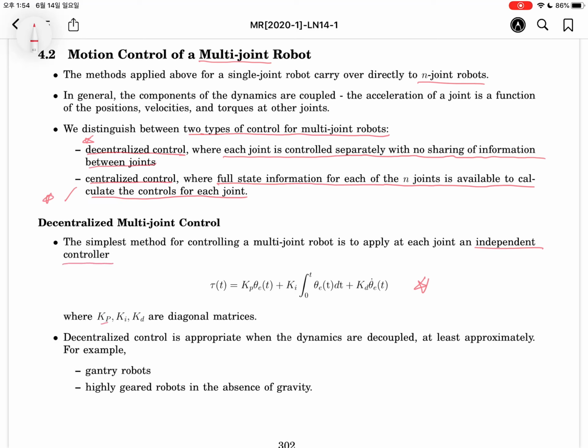Okay, the diagonal matrix can be used to determine the joint torque from the joint error. This kind of independent joint control will be used for a gantry-type XY table. On the other hand, for a highly geared robot system in the absence of gravity, maybe at that time we can get a diagonalized inertia matrix, with big diagonal terms and very small off-diagonal terms, so it can be approximated by independent joint control. Okay, at that time, the independent joint control will be effective.